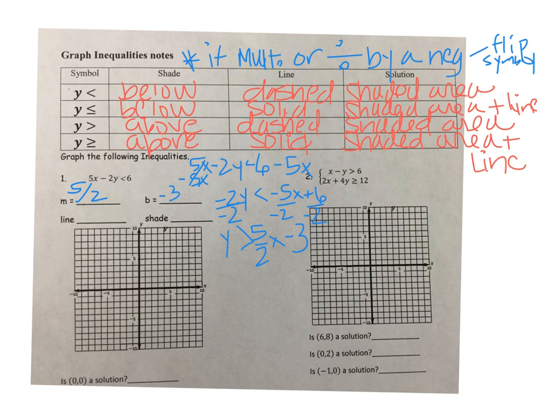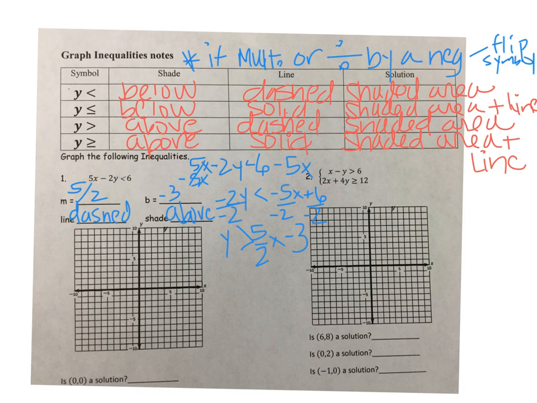We have a line that's going to be dashed because it's not. So if I plug in a 2, I get 2 is... Okay, well, sorry for the long pause. I don't know what happened there.